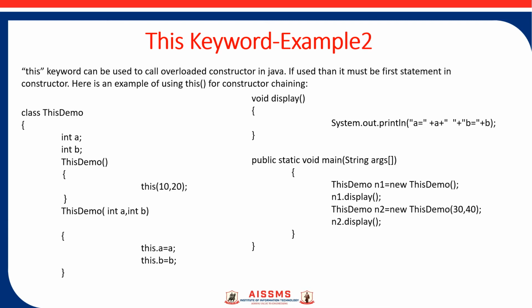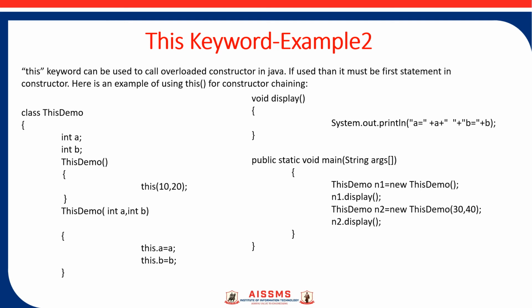Here we will see another use of the this keyword. The this keyword can also be used when you are working with multiple constructors, or when you are implementing constructor overloading in Java. So in this program we have one class, and the class name is ThisDemo. In this class we have taken two constructors, which means we have implemented constructor overloading.